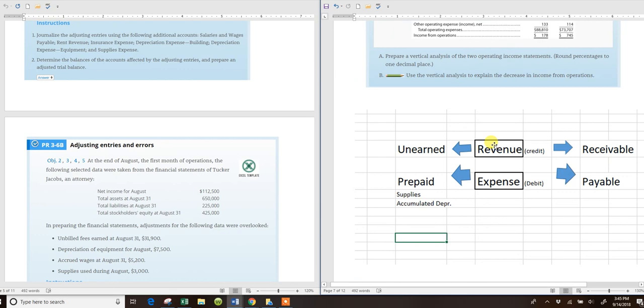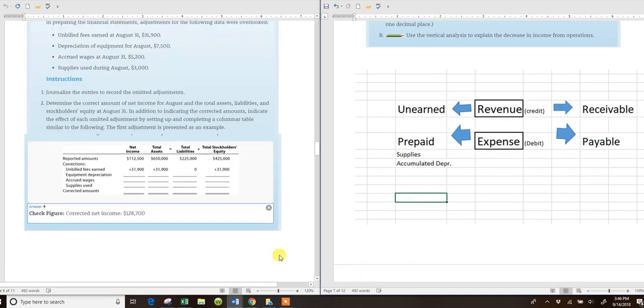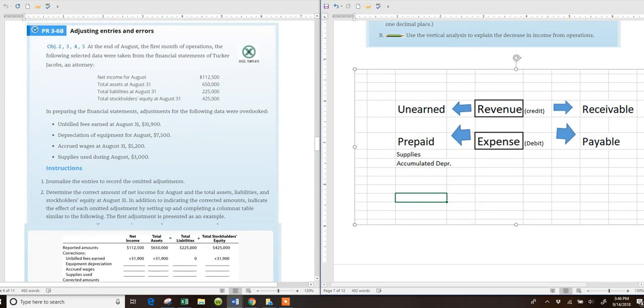I'm going to ask myself, do I need a revenue or expense? Has it not yet been paid, or has it already been received? Right, I just put these down there because there are times when you don't use the account prepaid, but prepaid expenses are assets. Supplies are assets. Accumulated depreciation is a contra asset. So these are sometimes called converting assets to expenses.